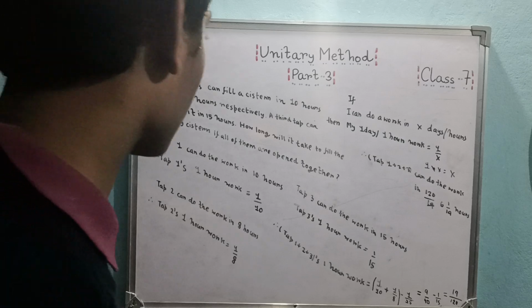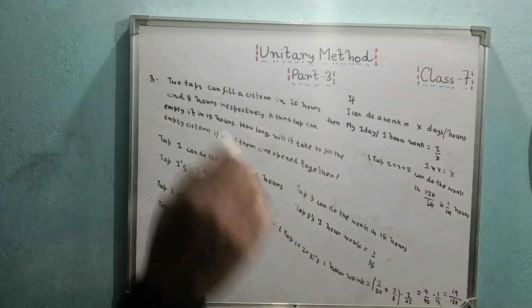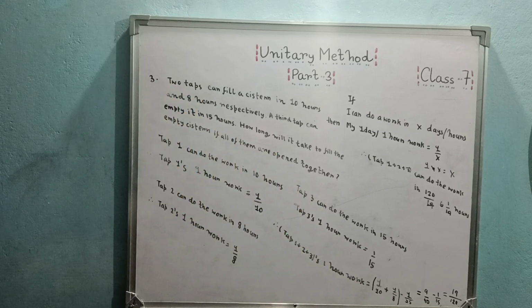So let's just summarize this sum. Tap 1 can do the work of filling the cistern in 10 hours. Then tap 1's 1 hour work is 1 by 10. Tap 2 can do the work of filling the cistern in 8 hours. Then tap 2's 1 hour work is 1 by 8. Similarly, tap 3 can empty the cistern in 15 hours. Then tap 3's 1 hour work is 1 by 15. Now, tap 1 plus 2 plus 3's 1 hour work is what? Tap 1's 1 hour work plus tap 2's 1 hour work plus tap 3's 1 hour work.